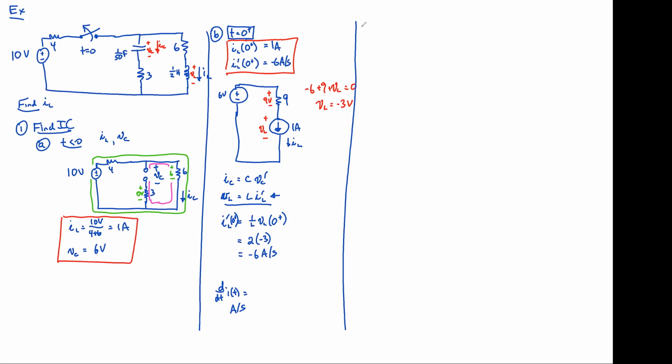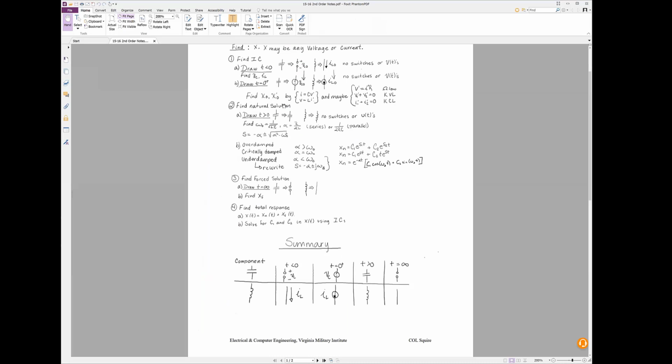So let's do the second step. I'll go over that. The second step is to find the natural solution. We'll draw it for time greater than 0, and we'll plug in these equations. We'll have to determine if our circuit is in series or in parallel, and then we'll find our S. So let's go back to our whiteboard.